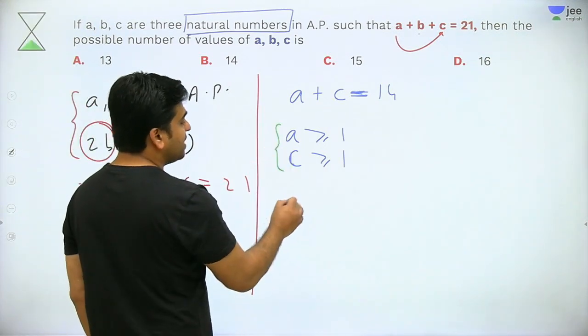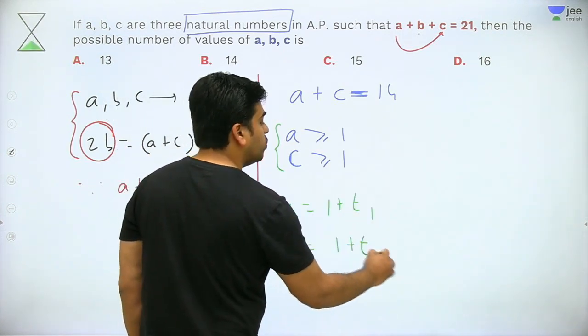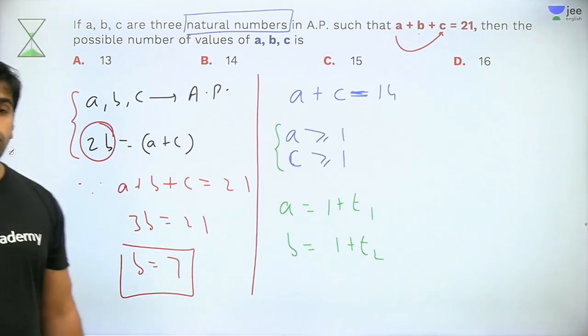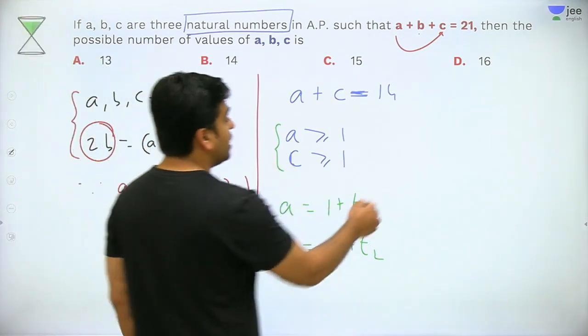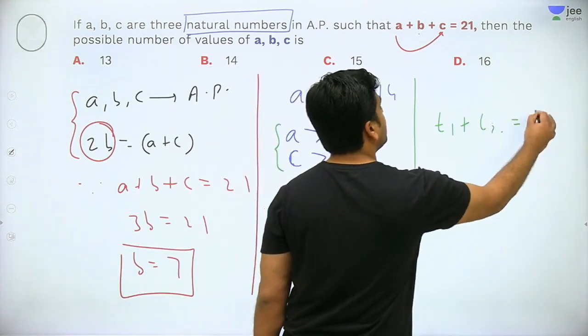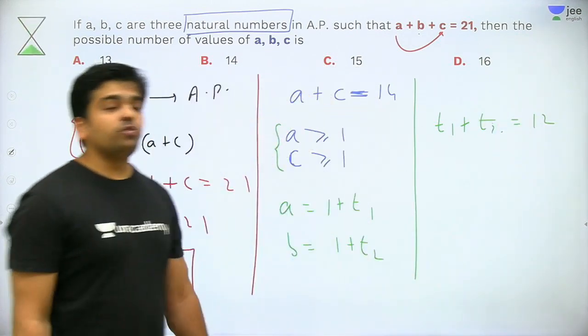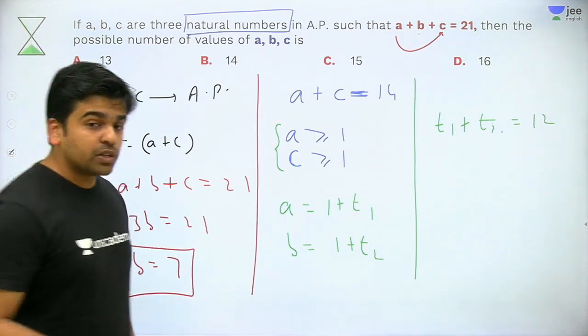The substitution that we need is A should be equal to 1 plus T1 and C should be equal to 1 plus T2. Alright, so if I replace these values, what will my new equation give me? My new equation will be T1 plus T2 is equal to 12, and now I can use the partition method.